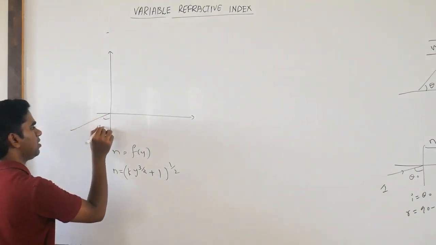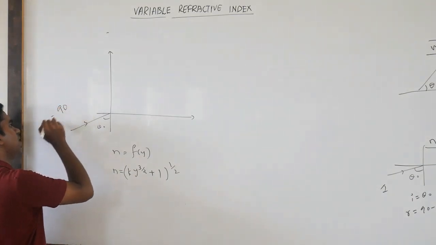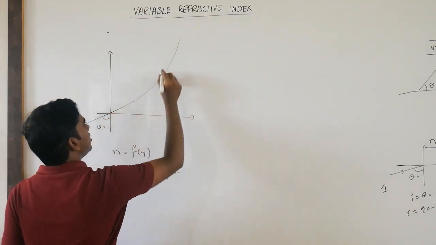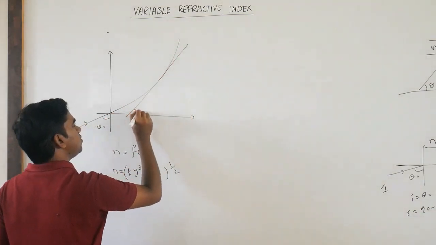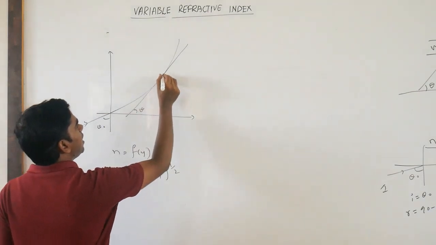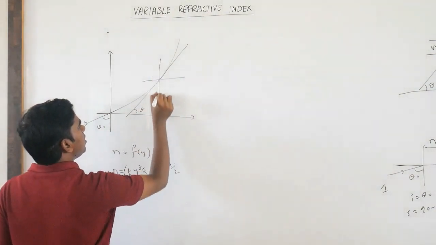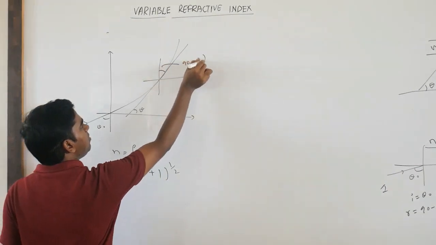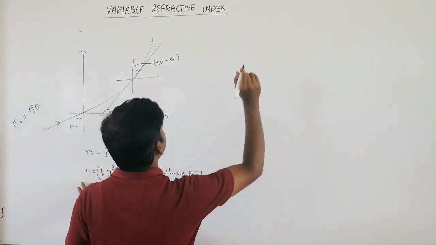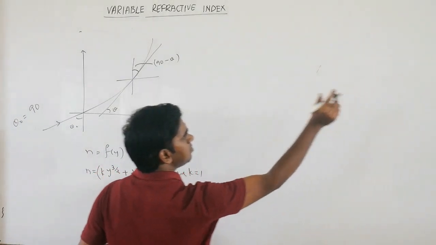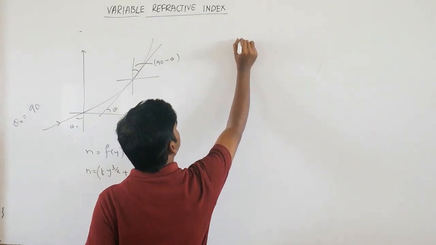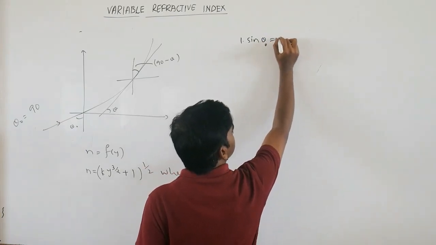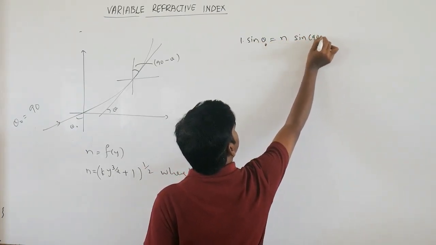This is theta naught. I already mentioned, always take theta naught as 90 degrees, for grazing angle only it is applicable. So this will trace the path. If you draw the tangent, this is going to be theta angle. At this point if you draw the normal, if this is theta, this is also going to be theta, and this is going to be 90 minus theta. Now I will follow the same steps here. So 1 sin theta naught equals n sin of 90 minus theta.